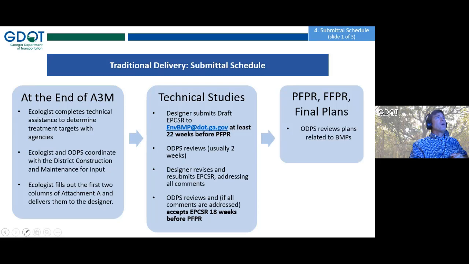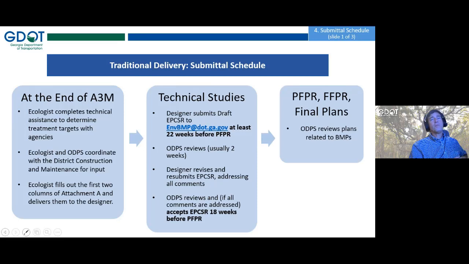And as Dave mentioned, we went over this. Dave went over this a minute ago. This is just that traditional delivery. When you start, it started right there at the end of A3M, and you see the tasks that are done there. The ecologist completes the technical assistance and determines treatment targets with the agencies, and then the ecologist and ODPS coordinate with district construction and maintenance for the input, and the ecologist then fills out the first two columns.